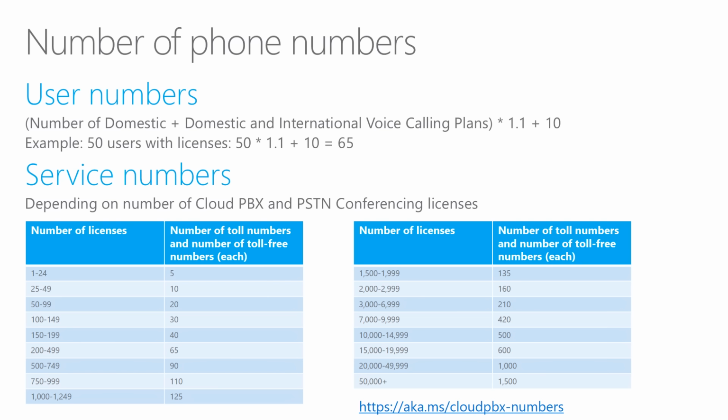For service numbers, it's a little bit different. Again, we're looking at the number of licenses, but this time we're looking at the number of licenses for Cloud PBX and for PSTN conferencing. And there is no specific formula. Instead, we have this table, and it depends on the number of licenses you have. Looking at the table on the left side, if you have between 1 and 24 licenses, then you will be able to get 5 toll numbers and in addition 5 toll-free numbers. Then looking further, if you have, for example, between 100 and 149 licenses, then you can get 40 numbers.